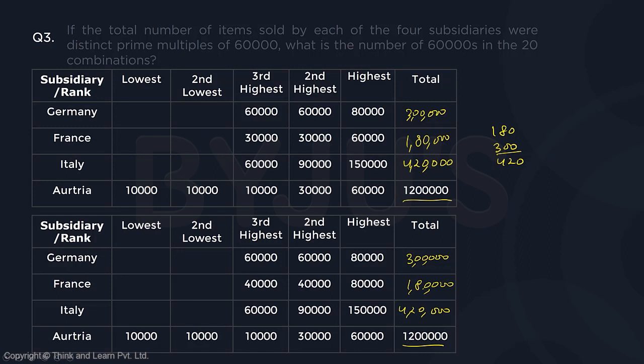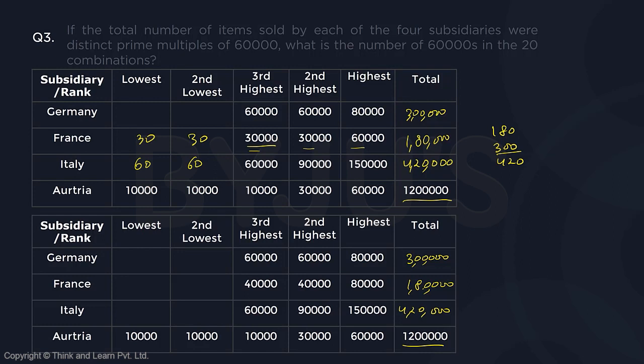420 for Italy is possible only with 60,000 and 60,000, right? And 180, this is already we have 336 and 6, 12. 12 becomes 18. If 12 becomes 18, the other two, to make it 18, I must say it is 3 and 3 only, because I cannot go beyond 30,000, so it has to be 30 and 30 to make it 1,80,000.